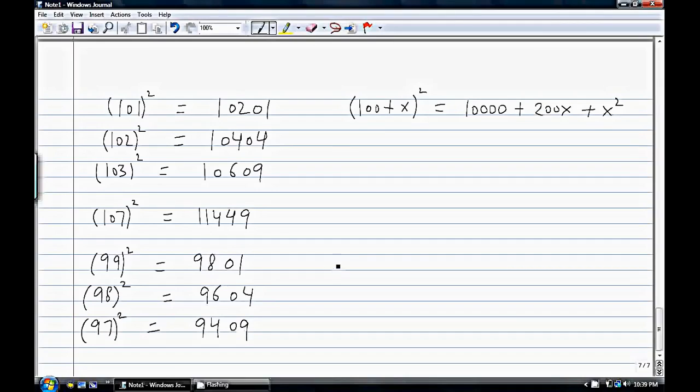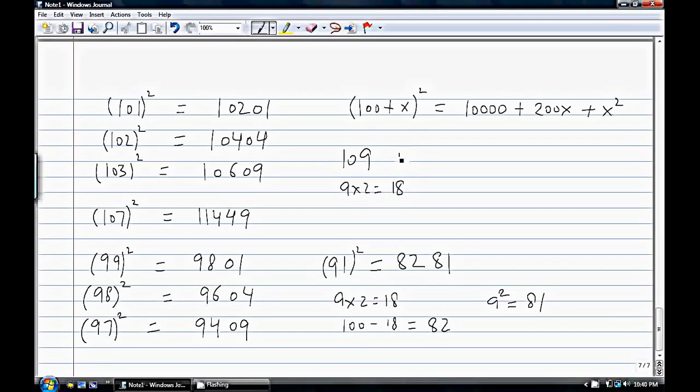So I can go until 91. So 91 square is equal to, 9 times 2 is equal to 18, and 100 minus 18 is equal to 82. I'll write 82 here, and then 9 square is 81, so I'll write 81 here. So 8281. Similarly, for 109, 9 times 2 is equal to 18, so I will write 118, and then 9 square is equal to 81, so that will be 81.